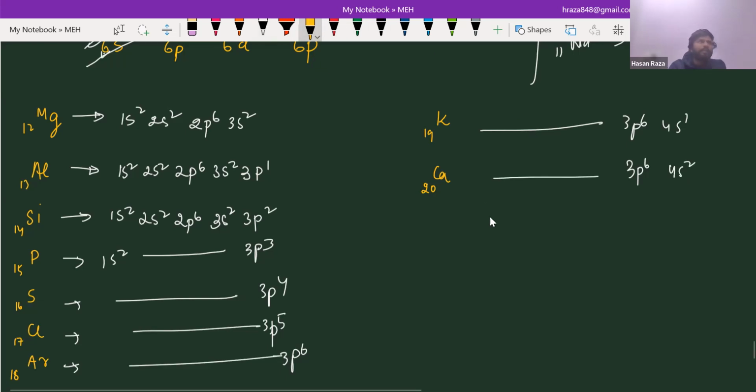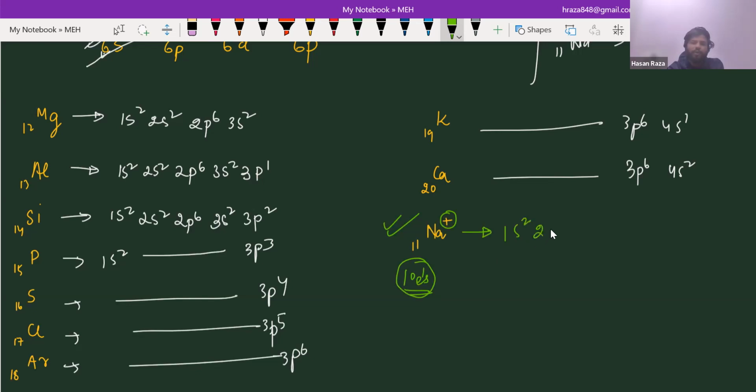Yes, sir. Now, can you do the electronic configuration of Na plus? As you can see, there is a plus one charge. That means one electron is removed. Yes or no? Now you have 10 electrons. So you do the electronic configuration according to these 10 electrons: 1s2, 2 electrons accommodated, 2s2, 4 electrons accommodated, 2p6, all the 10 electrons accommodated. So the electronic configuration of Na plus is this. Is that clear? Yes, sir.